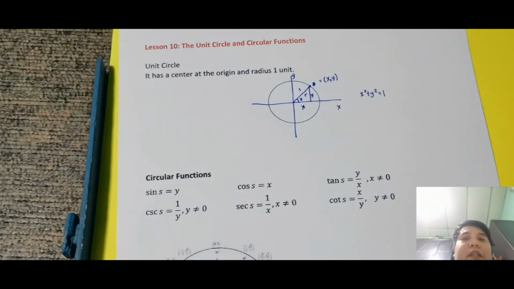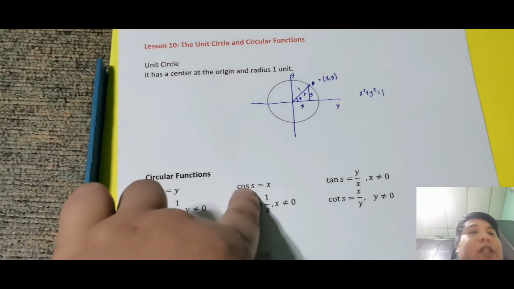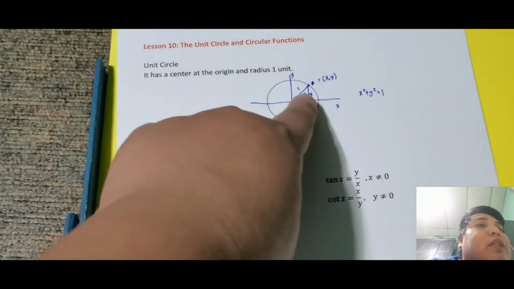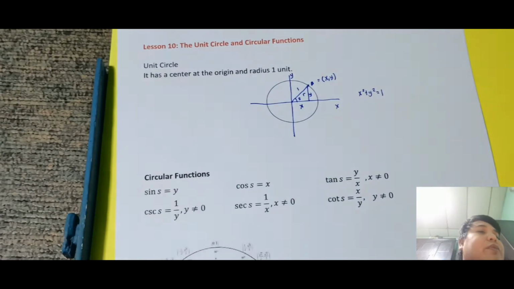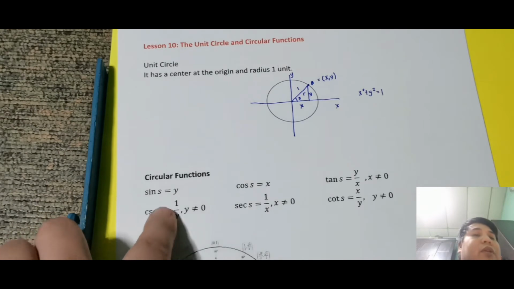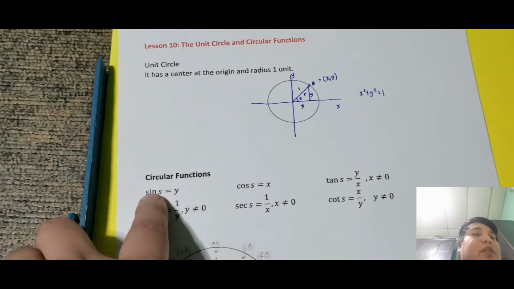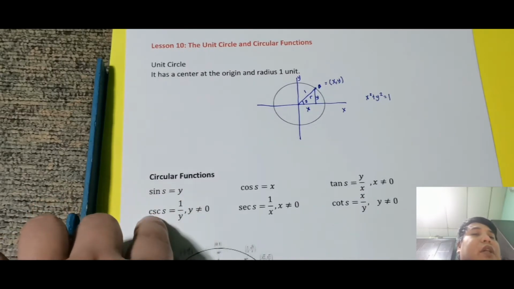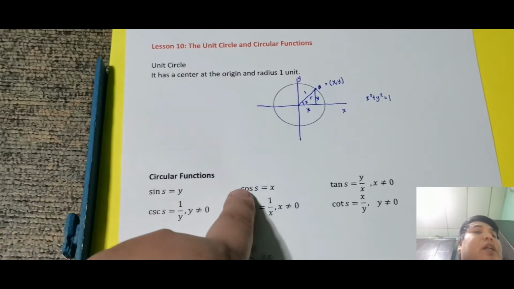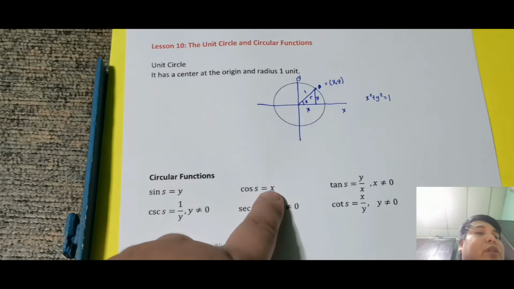Lagi nyo tatandaan na yung ating sin is always yung Y. Yung cosine is always yung X. Kunyari yung first coordinate niya, tulad nito (1, 0). First coordinate is always cosine. Second coordinate is always sine. Next, yung cosecant ng angle is 1 over y whenever y is not equal to 0. Tandaan, sin S is equal to y, then cosecant S is 1 over y.